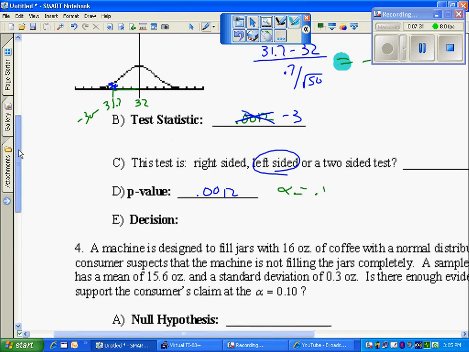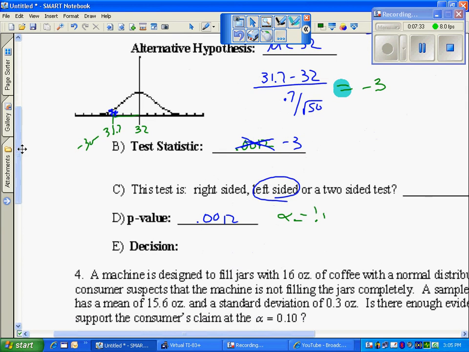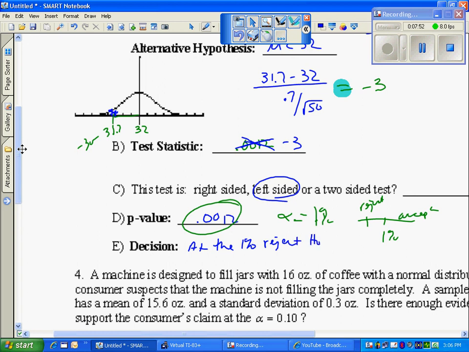So looking at 1%, here's where I accept, here's where I reject. Finding this value, it's in the rejection region. So what we need to state is at the 1% level, we are going to reject the null. The data is statistically significant, meaning there is enough evidence to suggest that you are not receiving that amount, that the company is cheating the customers.